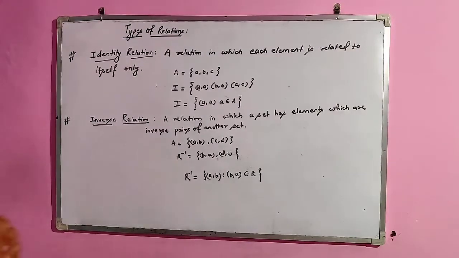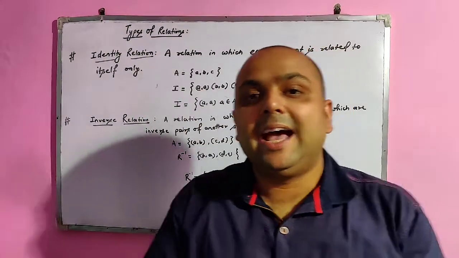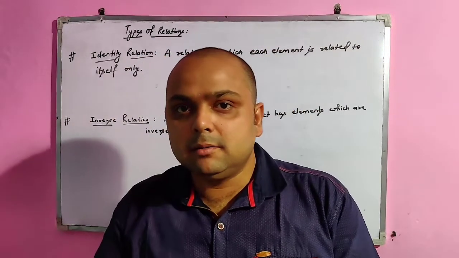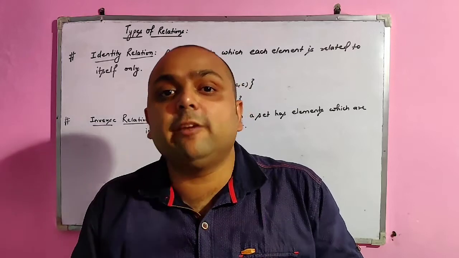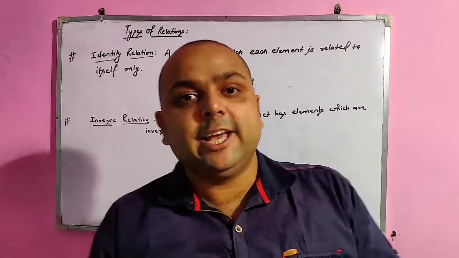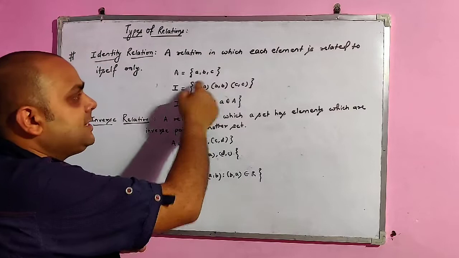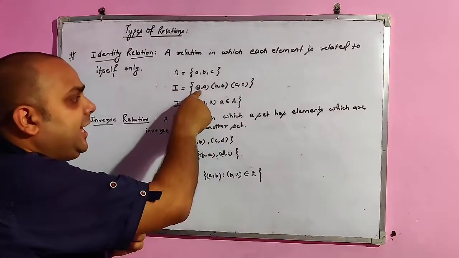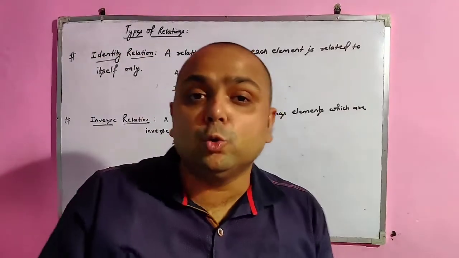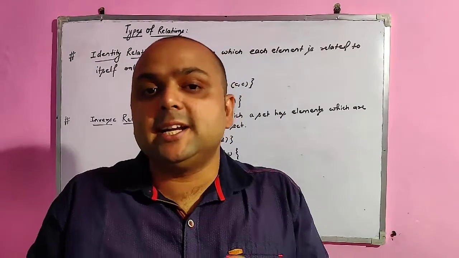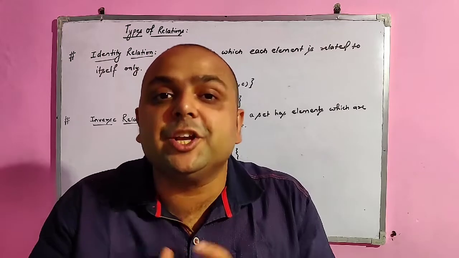Next we have the identity relation. As the name suggests, each element is related to itself only. That is, if we have the set {A, B, C} and the relation is {(A, A), (B, B), (C, C)}, that is, every element is related to itself only. That is called the identity relation.